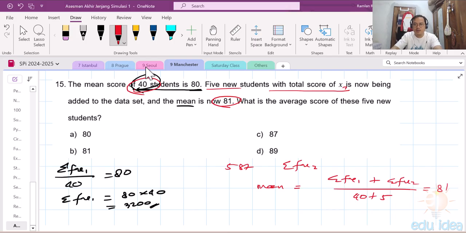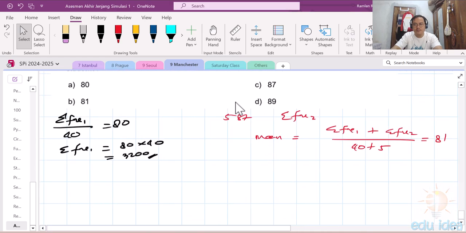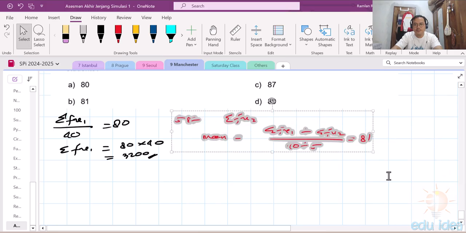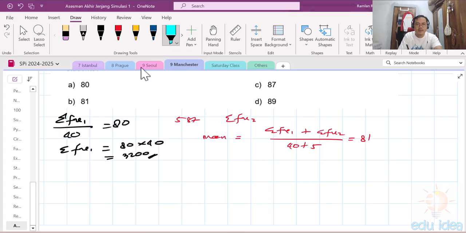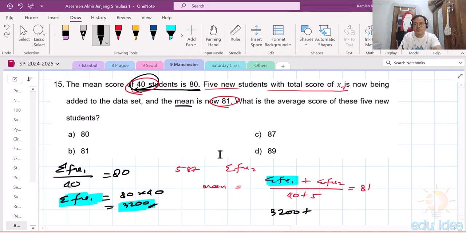So we know that sigma fx1 is 3200, and we know that this sigma fx2 is equal to x. So if we substitute the values, guys, I'm going to move it here a little bit. We know that sigma fx1 is 3200, so you can put that there. Then let's name this with x, because in the question it said the total score is x. So let's name that x.